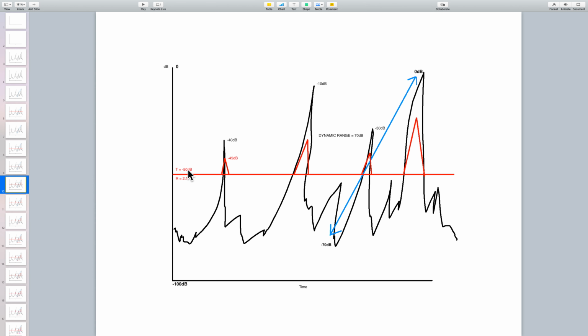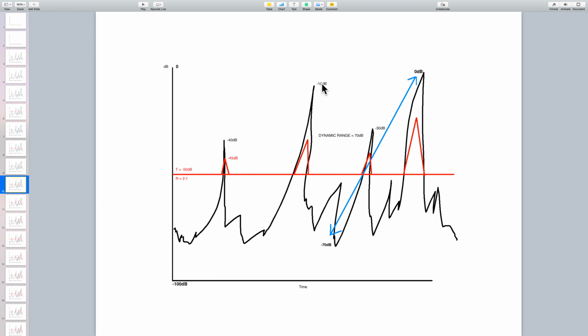There you go. 10 dB, right? But at a 2 to 1 ratio, that means these peaks get reduced by half, 2 to 1. So 10 dB above threshold becomes only 5 dB. So now this peak is only at minus 45, which is 5 dB higher.